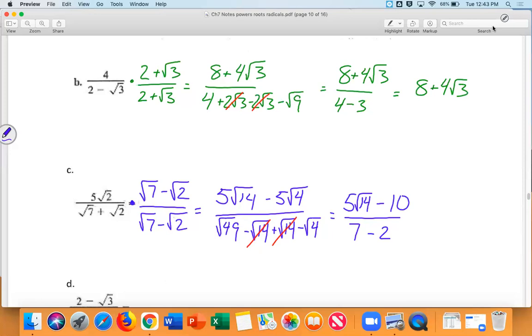Oh, so 5 times the square root of 4, square root of 4 is 2. 5 times 2 is 10. Now, Justin. Can't really do anything on top, but notice 7 minus 2 is 5. And here's the next step. Notice 5 can go into 5, right? 5 can go into 10. So I'm going to want to reduce that. 5 goes into 5 one time, so I have root 14. 5 goes into 10 2 times, so my answer is just root 14 minus 2. You guys okay with that?